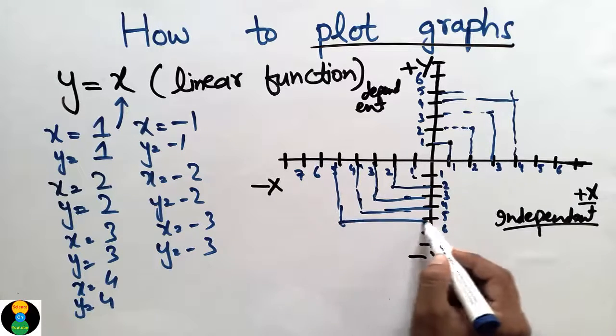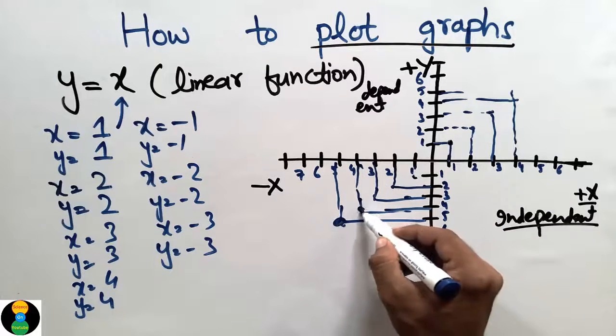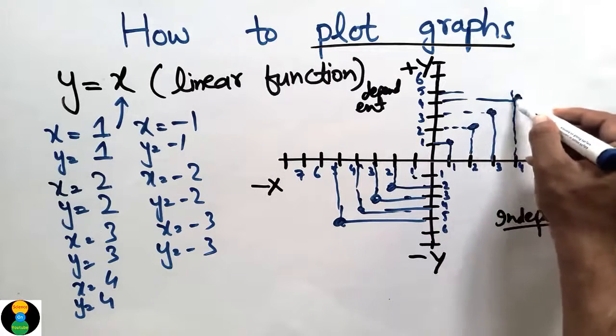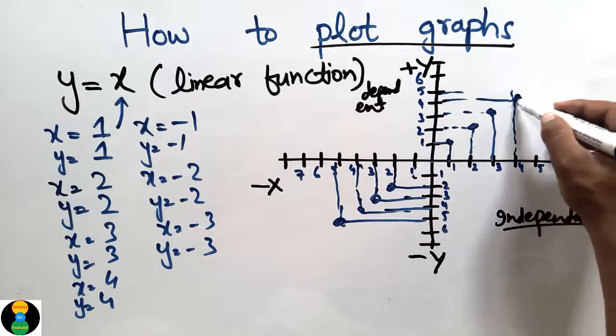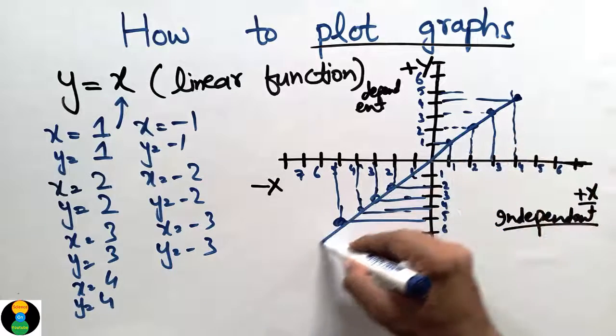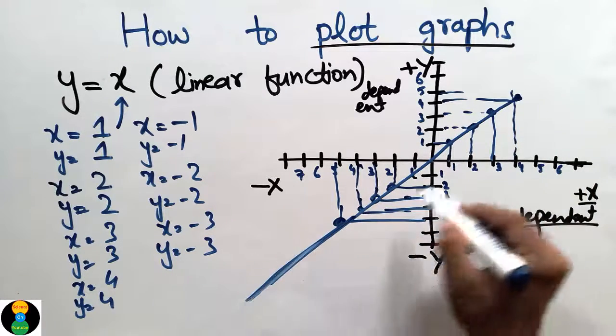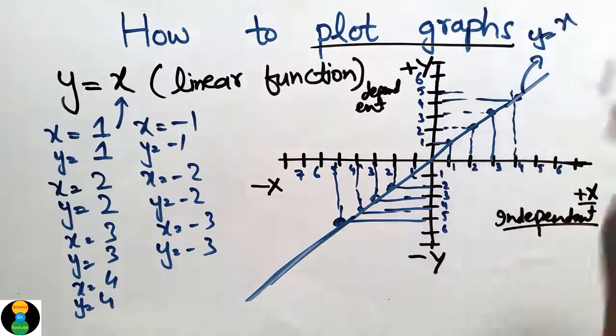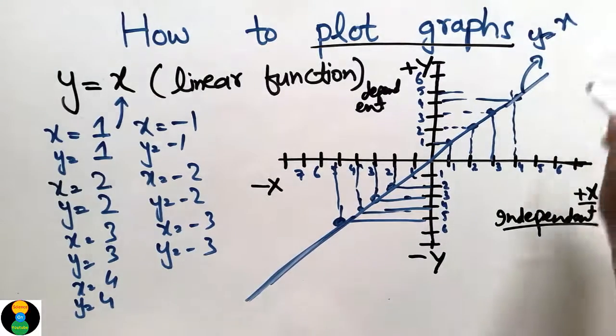So in this way we can plot the function now. These are the points of interest. When they combine the two values, we plot these dots, making the line from here. So this is now the line of the function. This is the graph of the function y is equal to x, which is the linear graph.